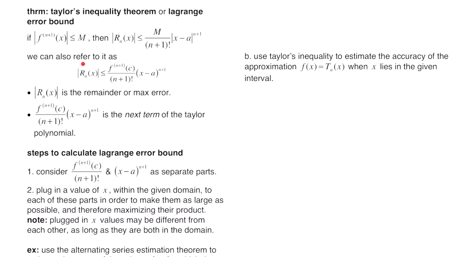We can also refer to it in this formula right here, where again you have your error is less than or equal to, this is the n plus 1 derivative divided by n plus 1 factorial times the quantity x minus a to the n plus 1. So r sub n of x is the remainder or the maximum error, and then this entire expression is the next term of the Taylor polynomial.